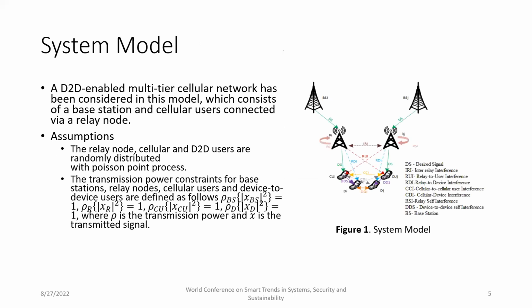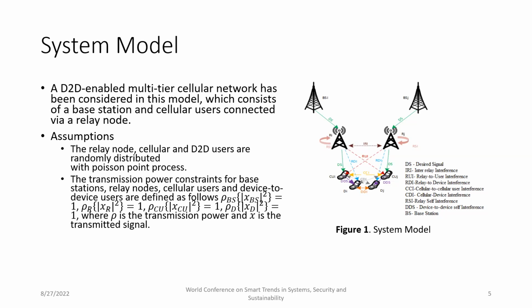And moving forward to the system model. So we can see in figure 1, it shows the system model where we have base stations and mobile devices and relay nodes. So there are a lot of interference which are demonstrated by various colors. So DS is the desired signal, IRI is the inter-relay interference, RUI is the relay to user interference between relay and the user devices, and similar relay to device interference, cellular to cellular device interference. So these are the various types of interferences which degrade our desired signal.